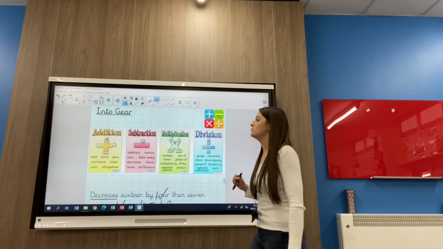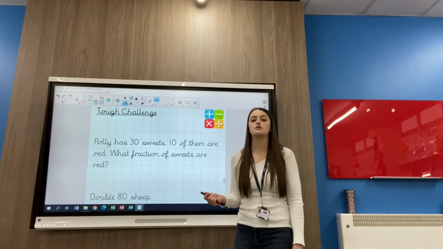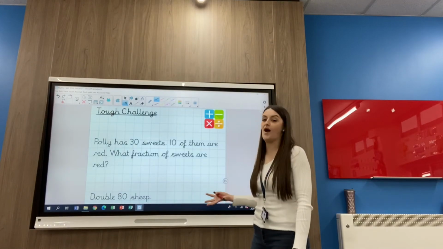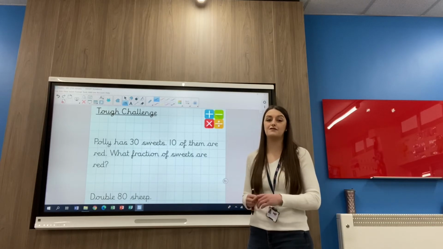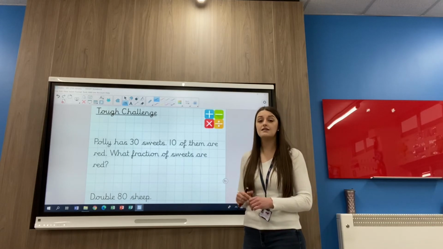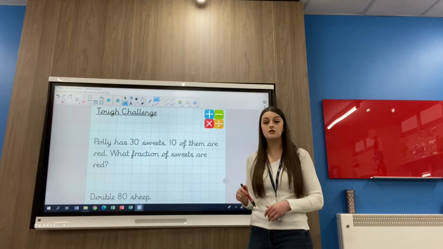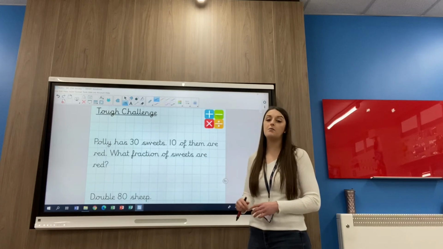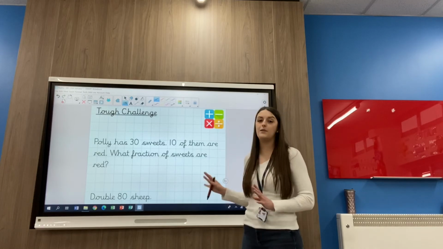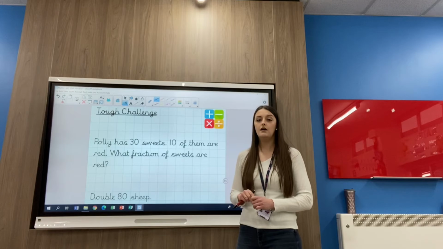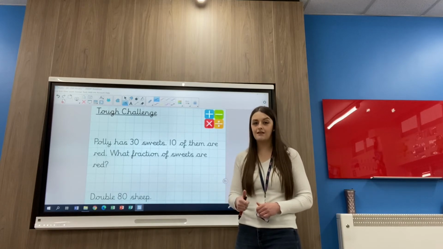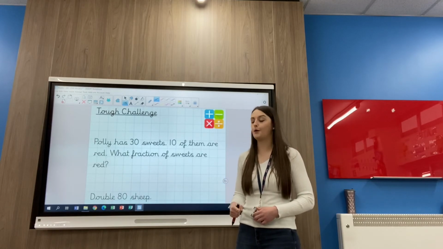So now we're going to move on to our tough challenge, where we've got a range of questions for you to have a go at. We've been really good at our tough challenge recently, year 3, so keep up the good work. I've seen lots of you underlining key parts of your word problems and the numbers, and I've seen lots of fabulous working out to keep track of your calculations. I know Daisy, you were fantastic at that, so keep up the good work.